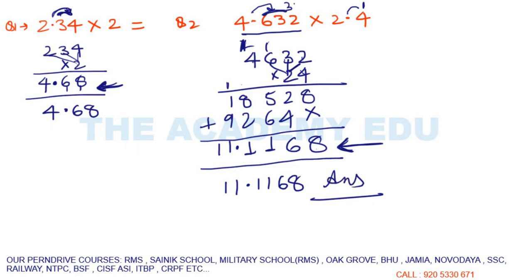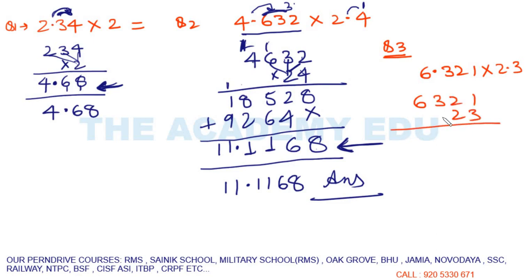Take one more question and then practice it from the PDF provided. Suppose we have 6.321 multiply by 2.3, right? So take the number 6321 multiply by 23.